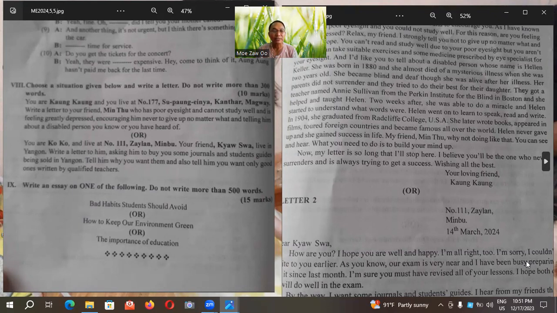Helen went on to learn to speak, read and write. In 1904, she graduated from Radcliffe College, USA. She later wrote two books, traveled to foreign countries and became famous all over the world. Helen never gave up and she gained success in life.